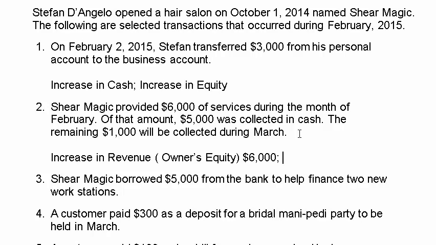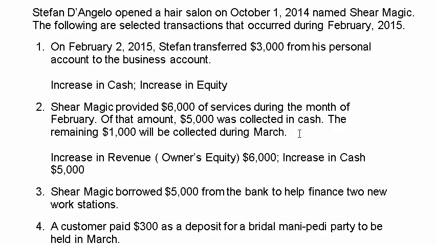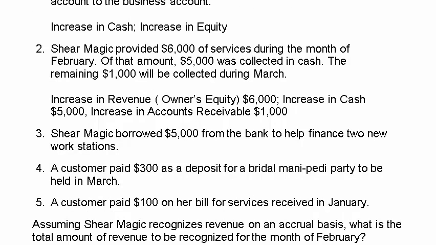And what else would we have? We would have an increase in cash during the month of $5,000, and we would have an increase in an account called accounts receivable, which represents the amounts owed to us from our customers, since we either provided services or sold goods to them in exchange for their promise to pay us. So that would go up by $1,000. So there we've got $6,000 of revenue recognized. Now let me slide down so we can see number 3 here.